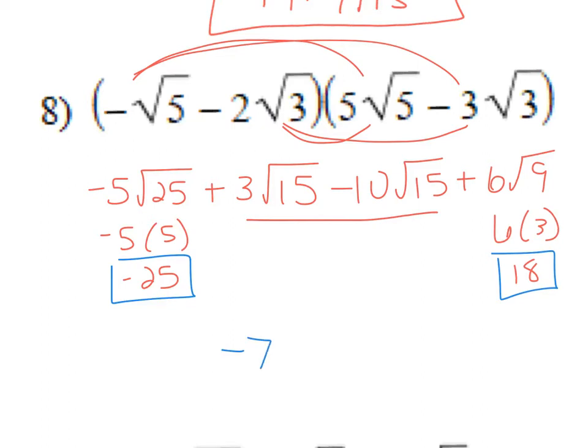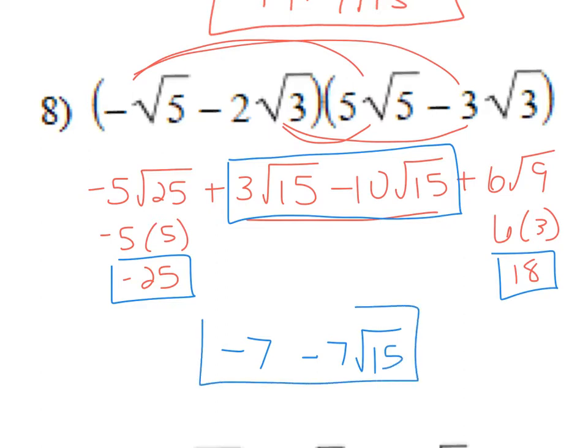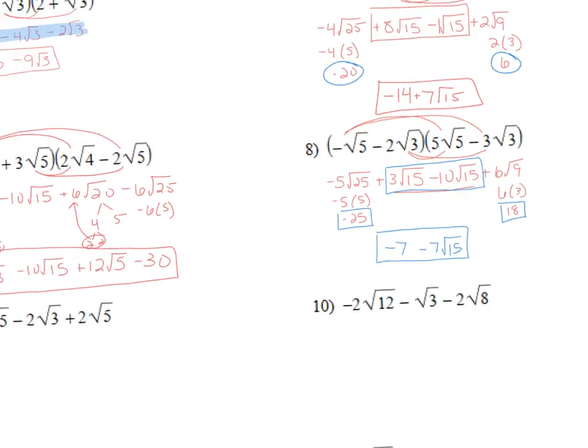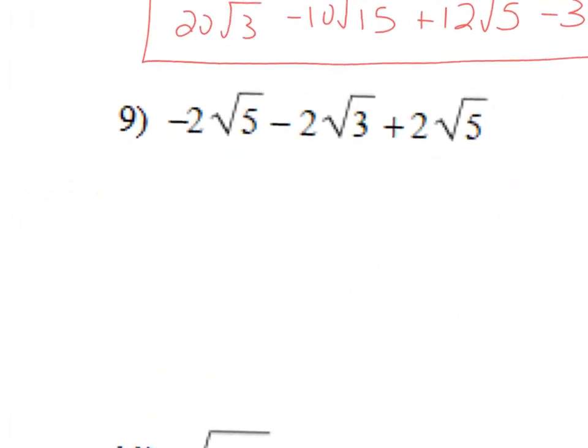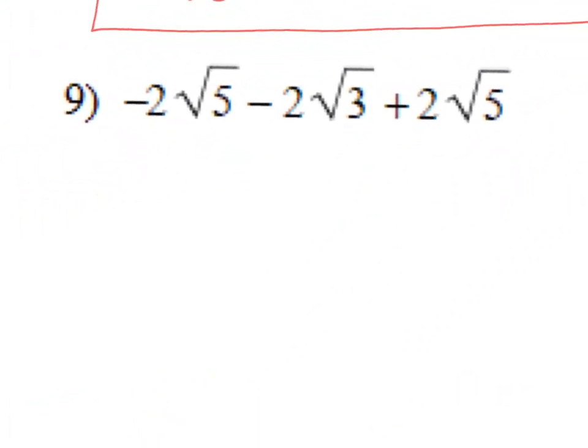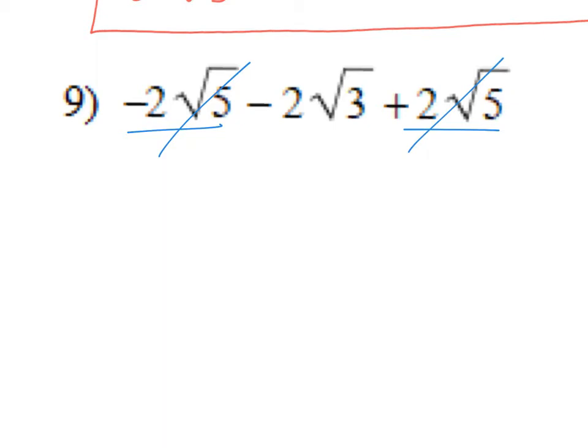Now I'm going to combine my square roots right here. And when I combine those, 3 minus 7 would be, or sorry, 3 minus 10 would be -7 root 15. And that's going to be my answer. Okay, number 9. All right, so this is just addition and subtraction. I can put together my square roots of 5, and in this case, they're actually going to just cancel out, so I end up with -2 root 3 on this one.